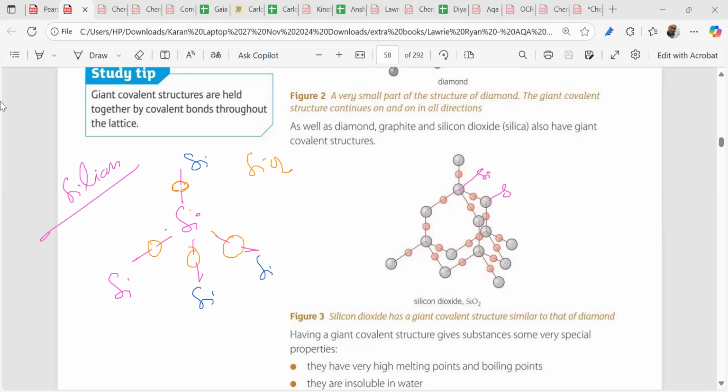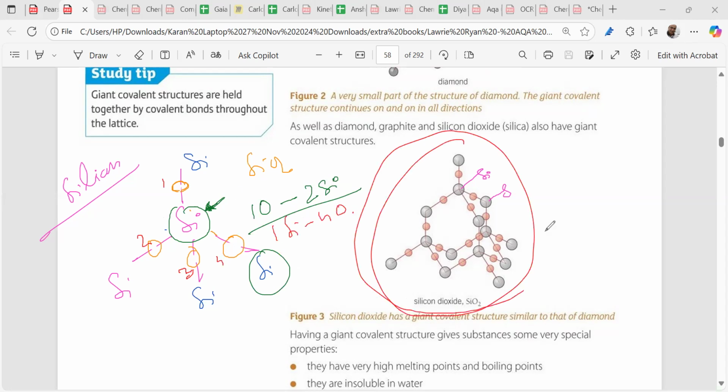What's the bonding of the silica? The bonding of the silica is very important. In the silica, meaning the glass, one oxygen is connected to how many silicons? One, two. So one oxygen is connected to two silicons, and one silicon is connected to four oxygens. One, two, three, four. So one silicon is connected to four oxygens in a gigantic lattice structure, and hence glass will have a very high melting point and boiling point.